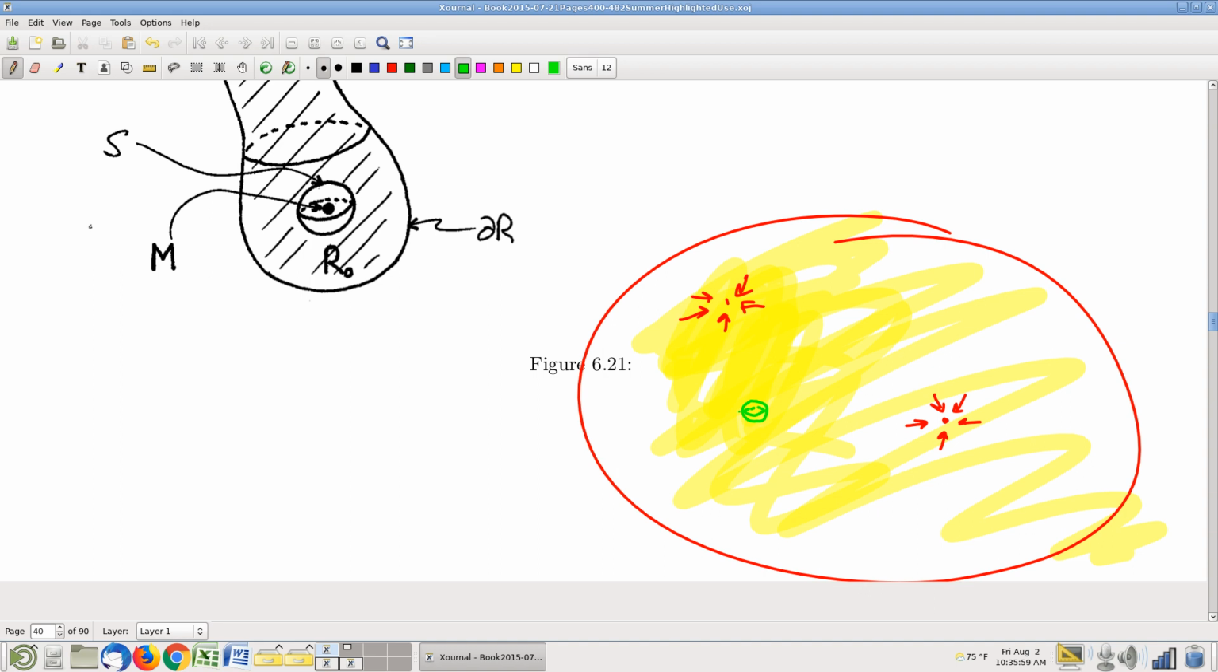Okay, so now the next thing I'm going to do is ask a different question: what is the flux through that little sphere?